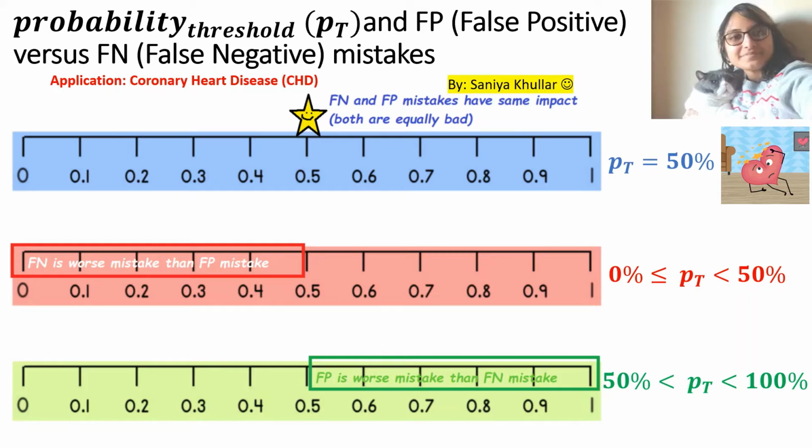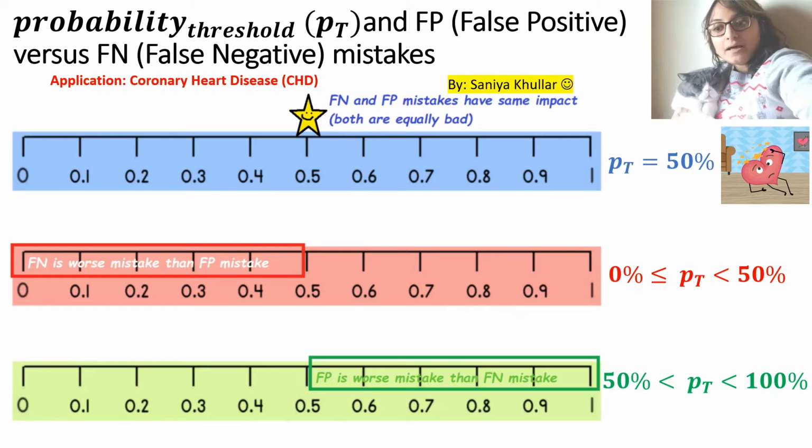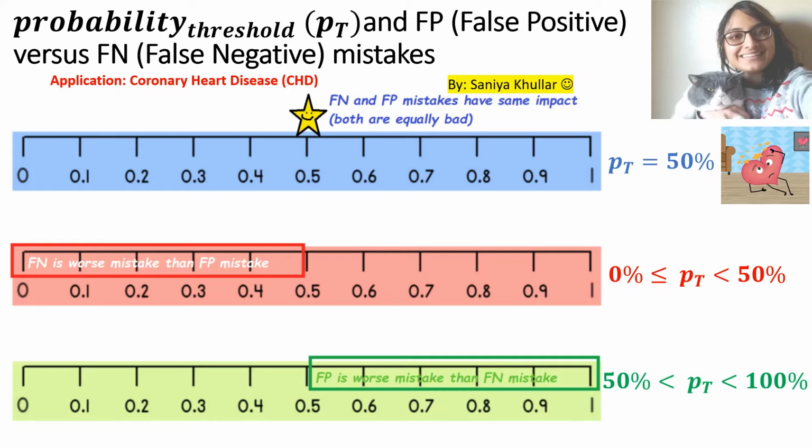Rock on. And in this video, we'll be talking to you guys about probability thresholds and false negative and false positive mistakes. What do those mean? And how can we interpret them, be it in coronary heart disease or any disease in general?